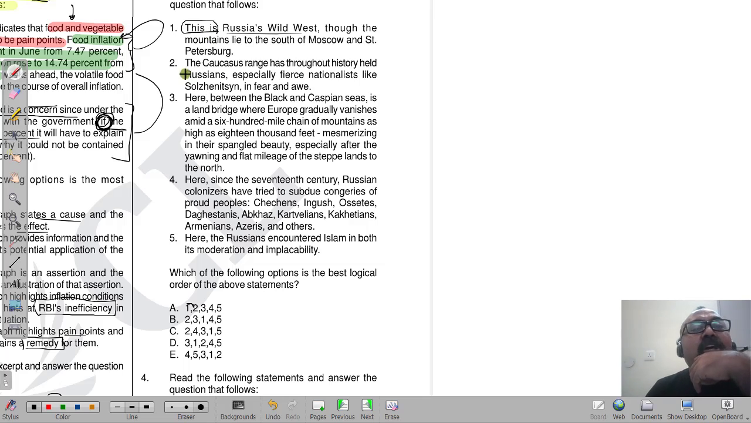Number 2: The Caucasus range has throughout history held Russians, especially fierce nationalists, in fear and awe. Caucasus, I think this is a region. I think Georgia, Azerbaijan, and those areas. I think near the Caspian Sea.